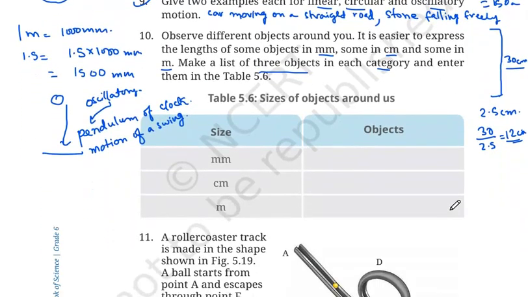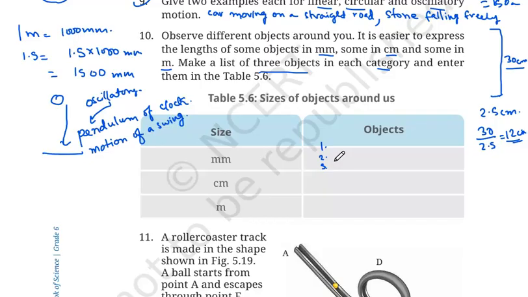So here we have a table. We have to take 3 objects which are suitable for measuring in millimeters, then 3 for centimeters and 3 for meters. So you are going to do it for me, right? 1, 2, 3. I can give you one example of each.